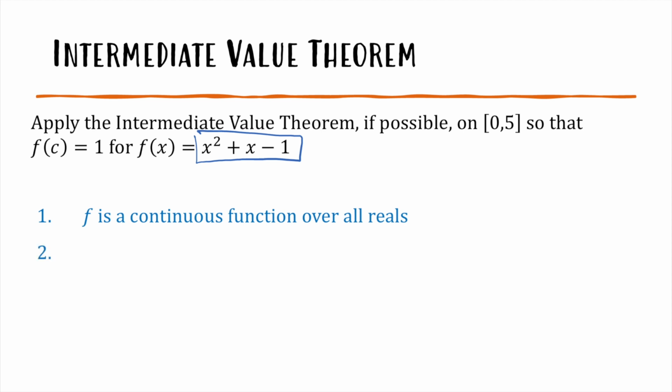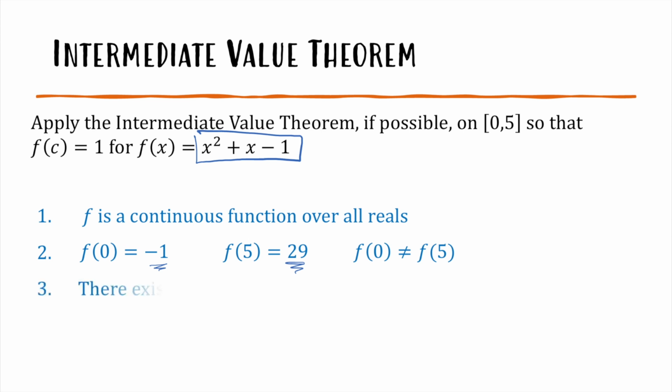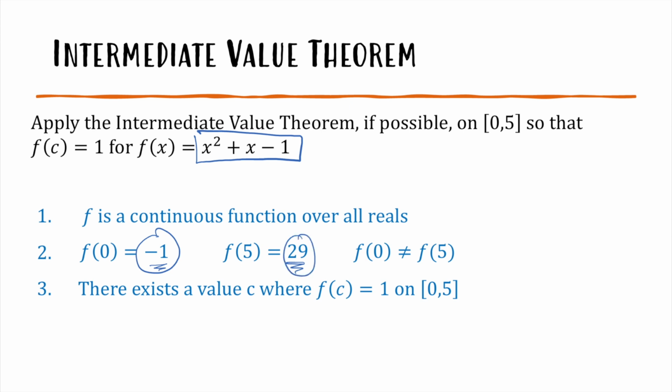Next, we need to look at f of 0 and f of 5. So you plug in 0, and f of 0 is negative 1. Plug in 5, f of 5 is 29. And is negative 1 the same thing as 29? It's not. The graph is ending in different spots. Therefore, by the intermediate value theorem, there has to exist a value c where f of c equals 1 between 0 and 5. I mean, basically, if you have negative 1 and you have 29, there's a 1 somewhere between negative 1 and 29. That's what it's saying.